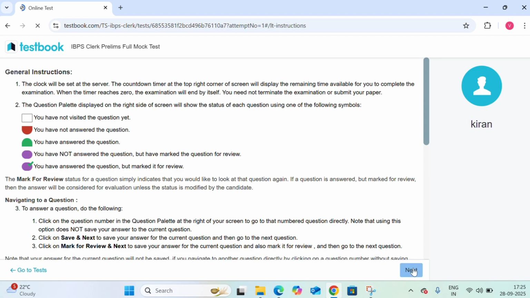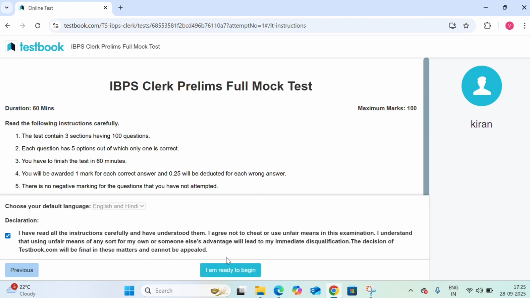I attempted IBPS clerk mock test 1 from textbook and I made a lot of mistakes in this mock, but there is always something to learn from mistakes, so do watch this live. In English, I made some simple grammar errors and I also got stuck with the simplification. So now I want to improve the quant section, especially speed maths with more accuracy. So let's get started.